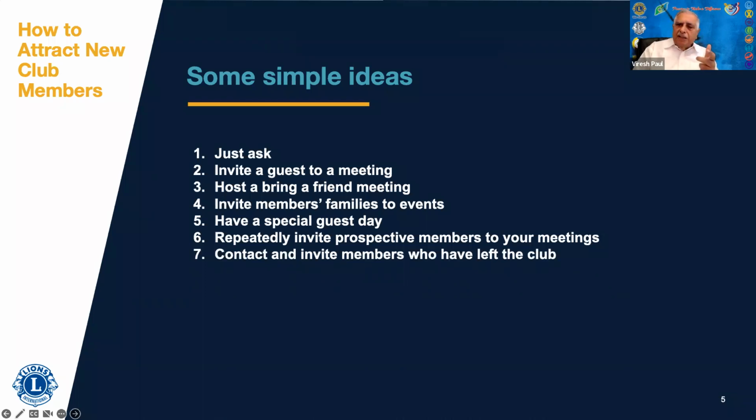How about contacting and inviting members who have left the club? Members come, members leave. They leave for various reasons. Maybe the circumstances were such that they could not cope with the pressure of work. They left the club. Go back to them. Go back and invite them back.